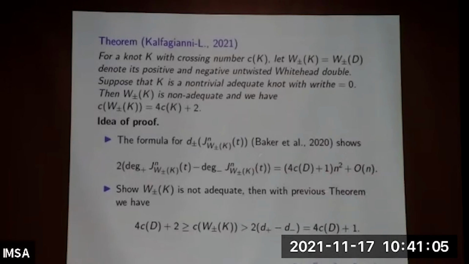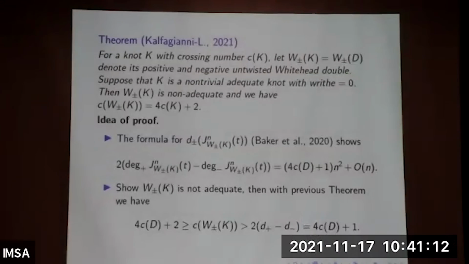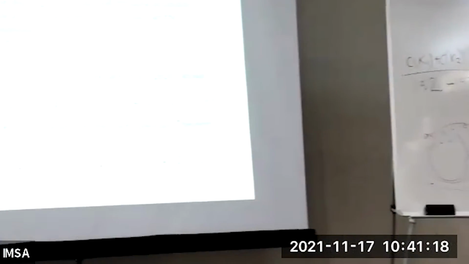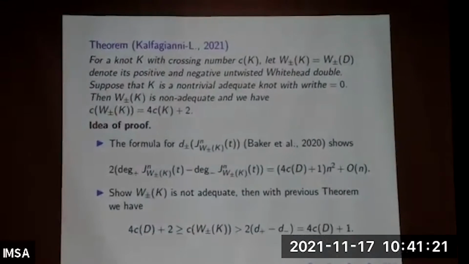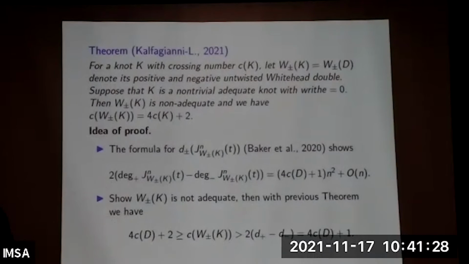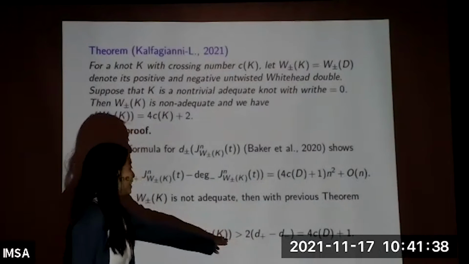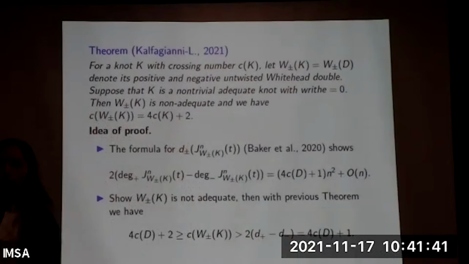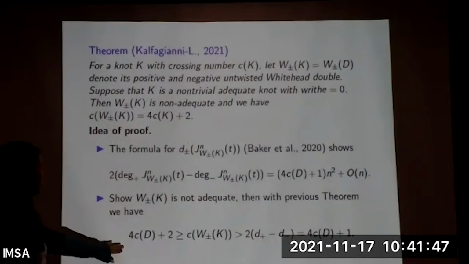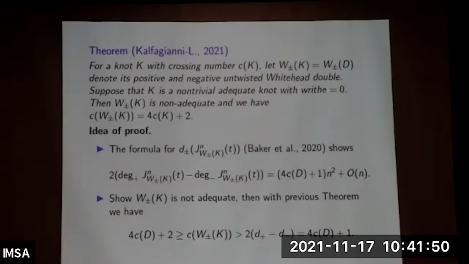So what is this 4CD plus 2, right? Remember our goal is to show that the number of crossings is exactly 4CD plus 2, okay? And now the colored Jones polynomial gives 4CD plus 1, okay? So we're very close, right? Using the previous theorem that I just talked about, if we can show that the Whitehead double of the knot is not adequate, then we have a strict inequality for the degree span of the colored Jones polynomial, that it is strictly bigger than 4CD plus 1. So since the upper bound is 4CD plus 2, this forces the actual crossing number to be equal to 4CD plus 2. So that's the strategy.